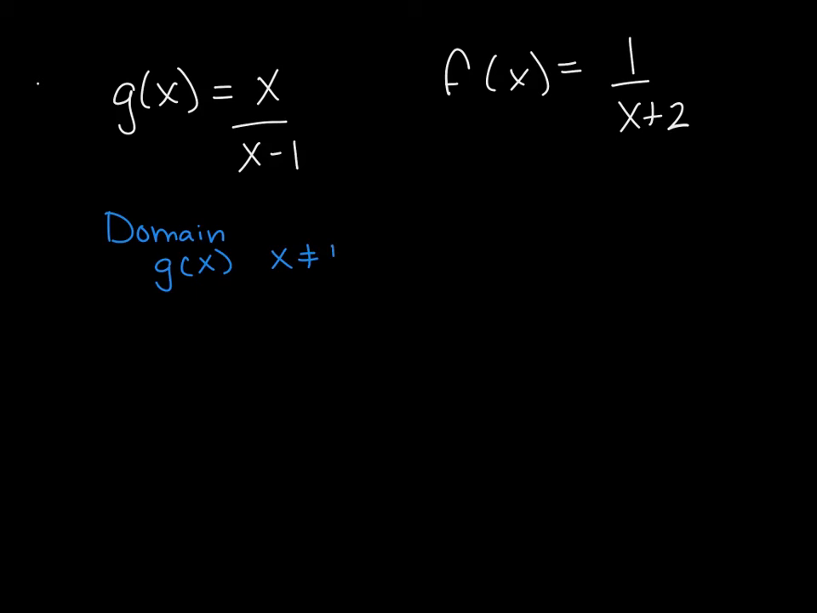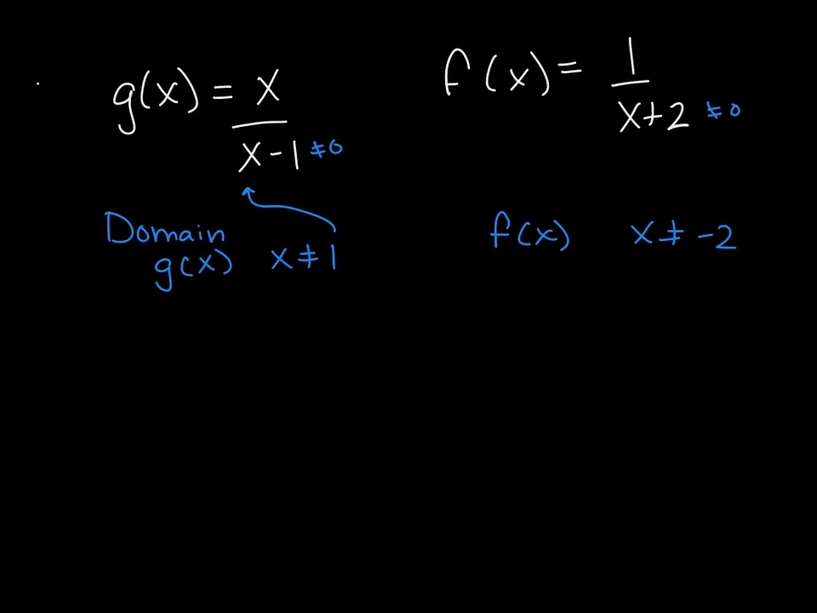x cannot equal 1, and that's because if you put 1 in the denominator, it will give you a 0. And for f of x, x cannot equal a negative 2. And again, all you have to do is set the denominator equal to 0, and that will be where your limitations are on the domain.